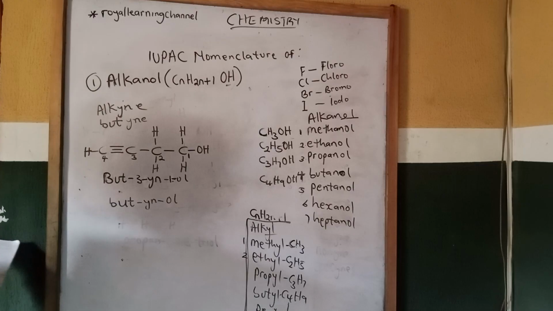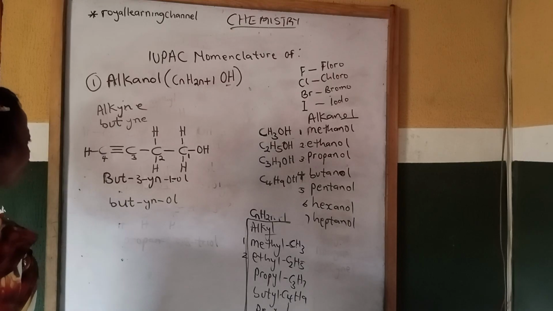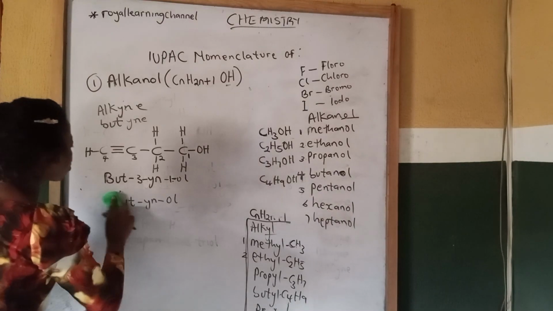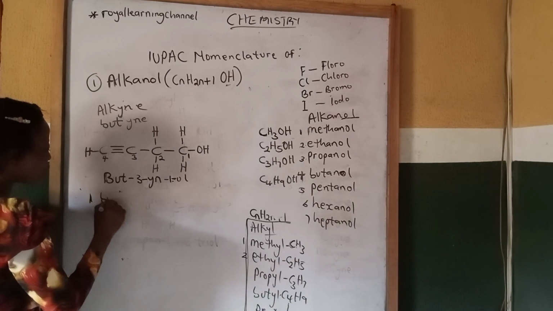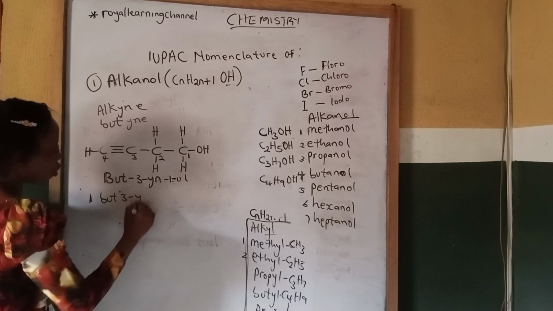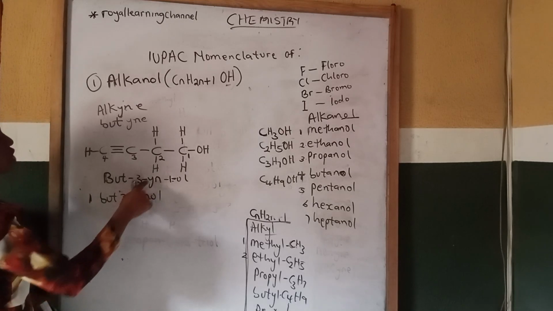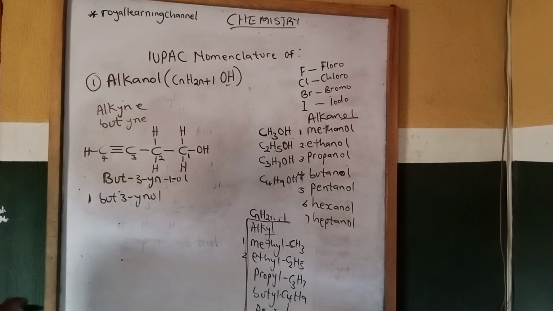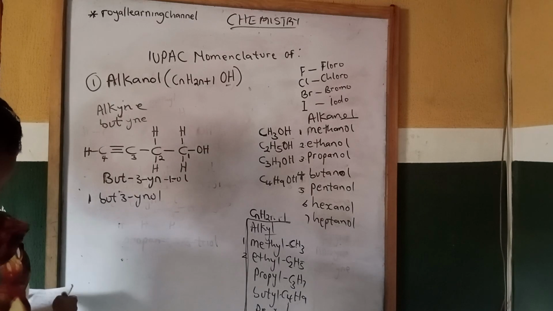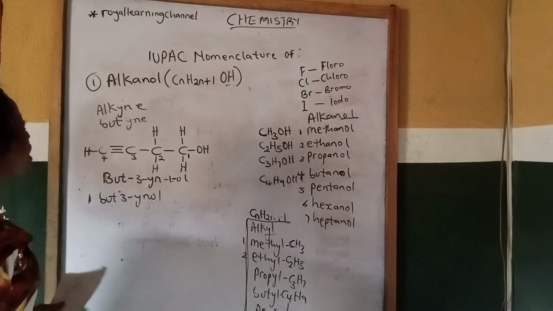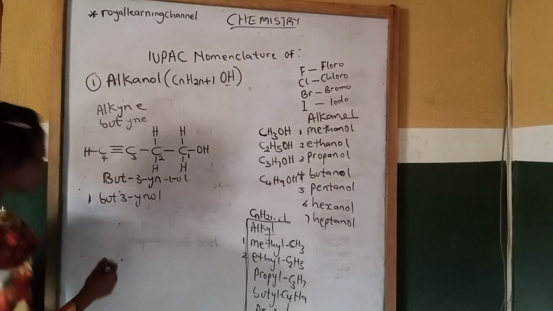So it is but-3-yn-1-ol, or you call it 1-but-3-ynol. That is, the ol is on the first carbon atom, the yne is on the third carbon atom. Let's take one more example before we call it a day.